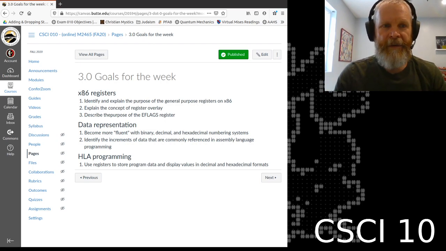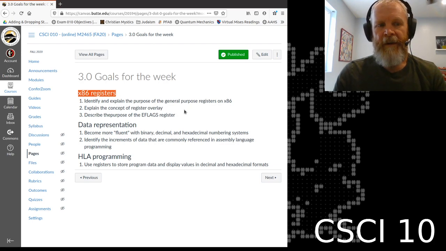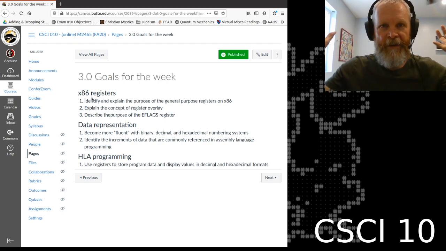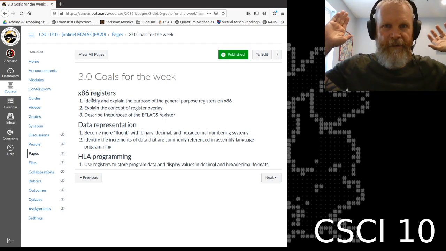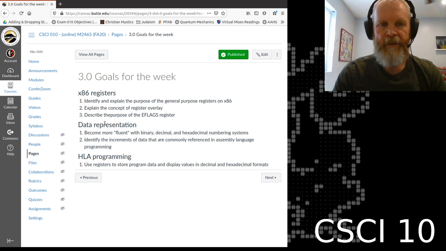So anyway, x86, that means we're doing 32-bit Intel processors. And 32 bits, this doesn't come up for several more weeks. But what we're really talking about when we say 32 bits is how much memory we can address, how much memory we can gain access to and have addresses for. 64-bit processors can address a much larger amount of memory than 32-bit processors. That's all that really means.